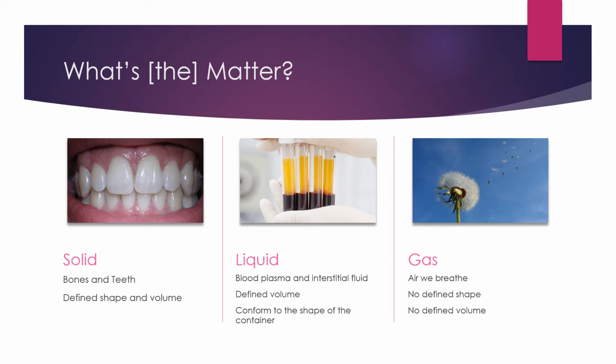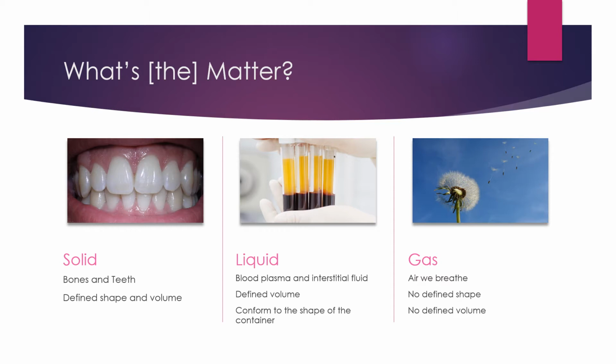What's the matter? With some exceptions, matter can be seen, smelled, and felt. It's anything that occupies space and has mass, and weight is the measure of gravity pulling on that mass. So in the human body, the kinds of matter we have are solids, liquids, and gases.